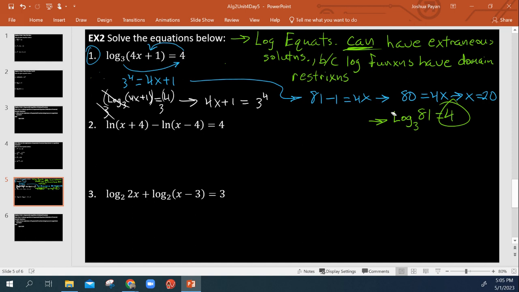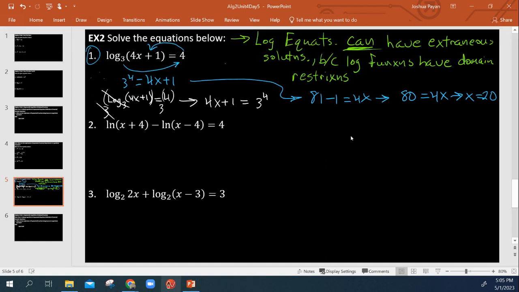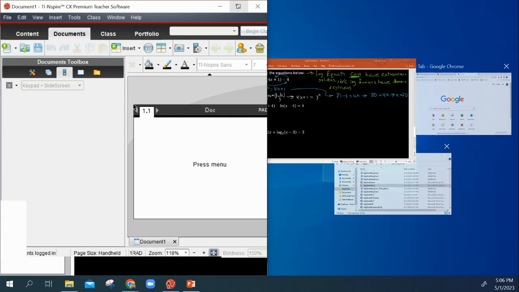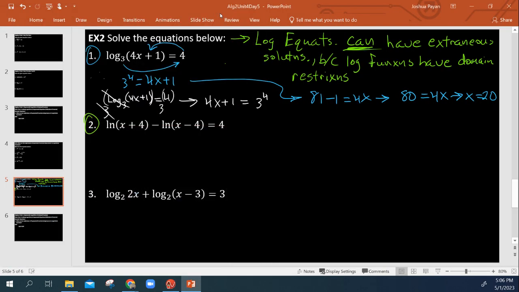So next example, and I'm going to go ahead and boot up my calculator while I'm working this. So this next example, number 2, is a little bit gnarly. You'll see why here in a second, but it's really not that bad. It's just your first time maybe seeing something like this. So I've got natural log. Oh, great, what a great way to ruin my video. Thank you, Texas Instruments. Anyway, so I've got natural log here, natural log here. They both match, right?